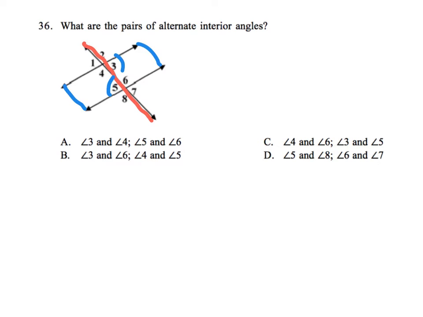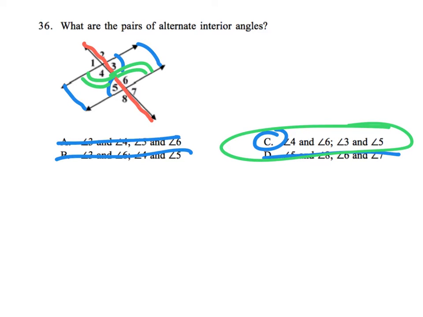So I'm going to cross out any one that doesn't have 5 and 3 together. So A is out, B is out, and honestly it looks like D is out too. So it looks like C should be my answer. My second pair would be 4 and 6. Those are my two pairs of alternate interior angles. They're both in C. C is the answer.